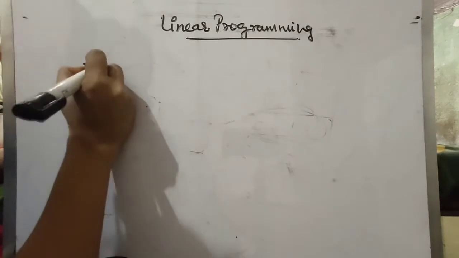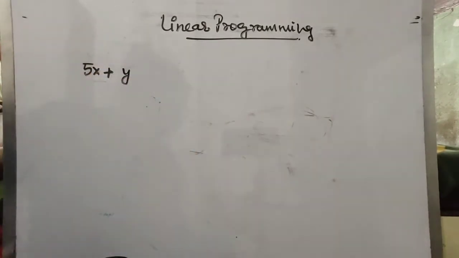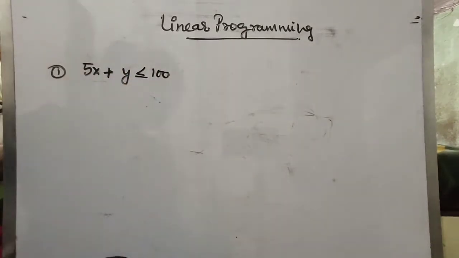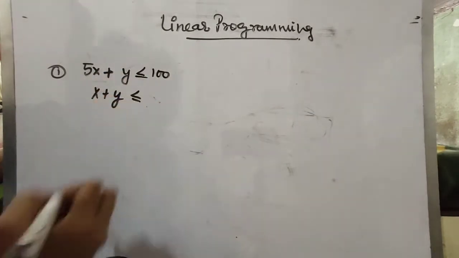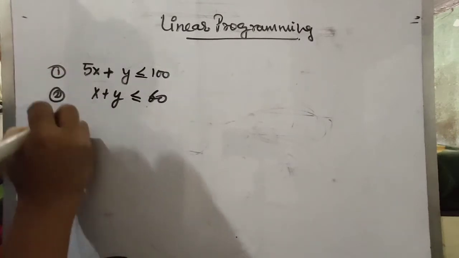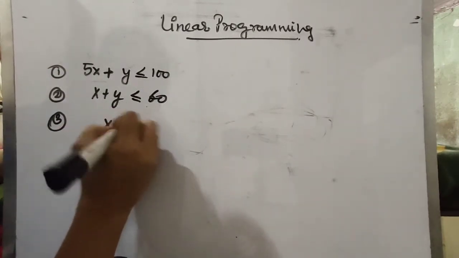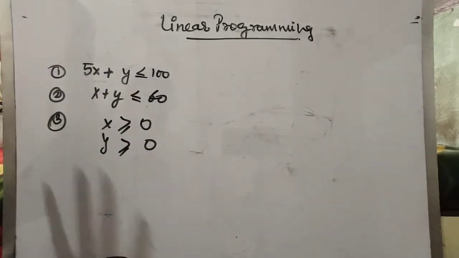For example, you are given 5x plus y is less than or equal to 100. First equation. Second equation, you are given x plus y is less than or equal to 60. Third equation, you are given x and y are greater than or equal to 0. So these are the equations that we are given for the question.